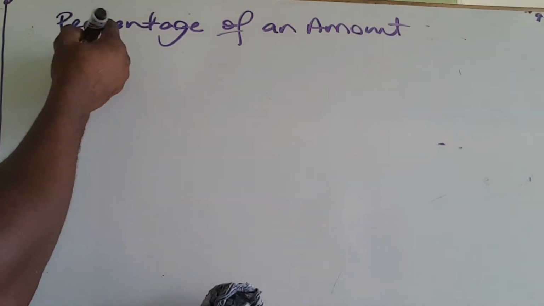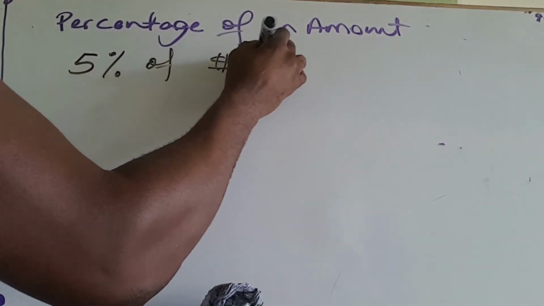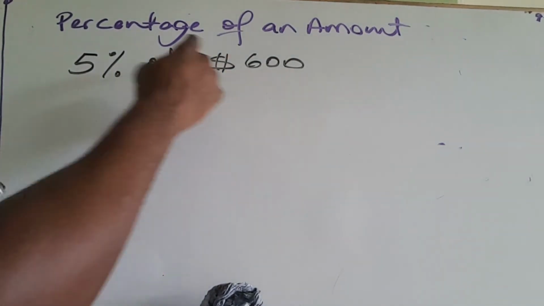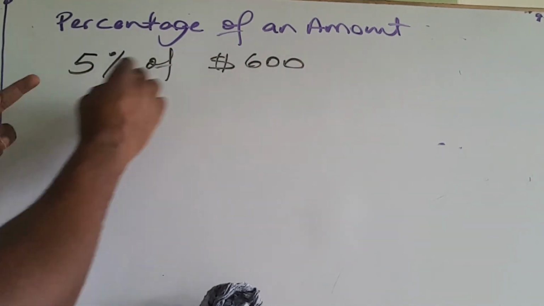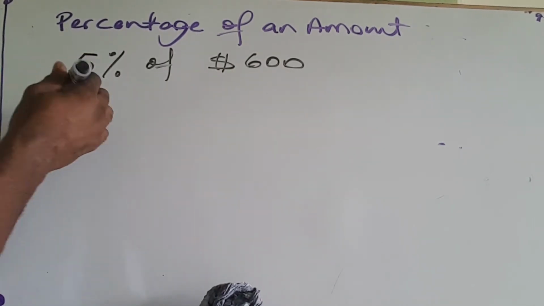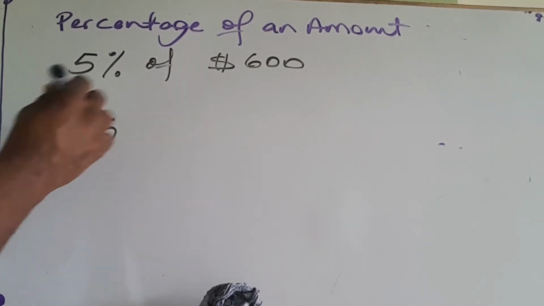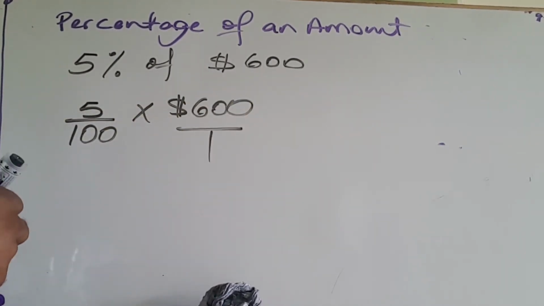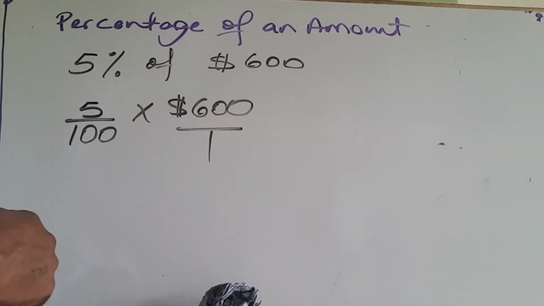What if we're supposed to find 5% of, let us say, $600? Then I expect my answer to be in dollars, because I want to find how many dollars is 5% of the 600. So 600, 5%. Okay, 5% is 5 over 100. We multiply this by the $600. If we have our calculators, we could work it out. If not, we could do our canceling. Whichever way, it still works.